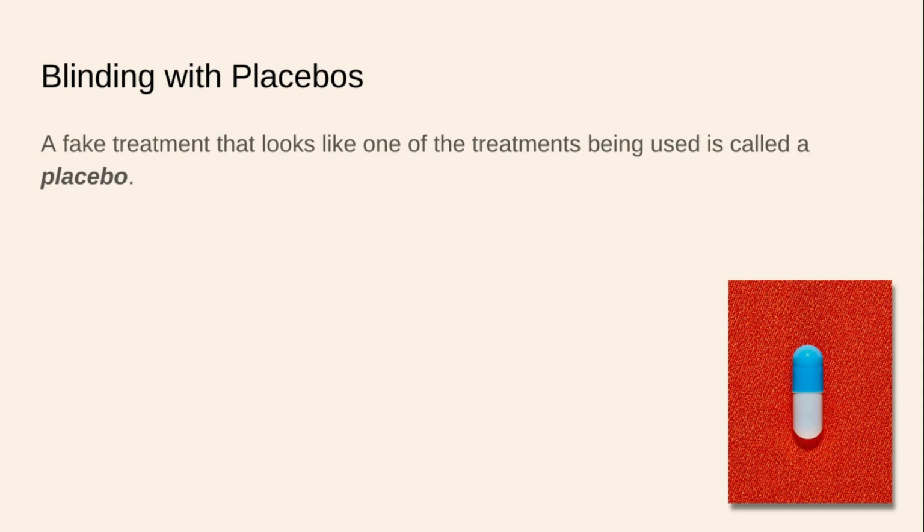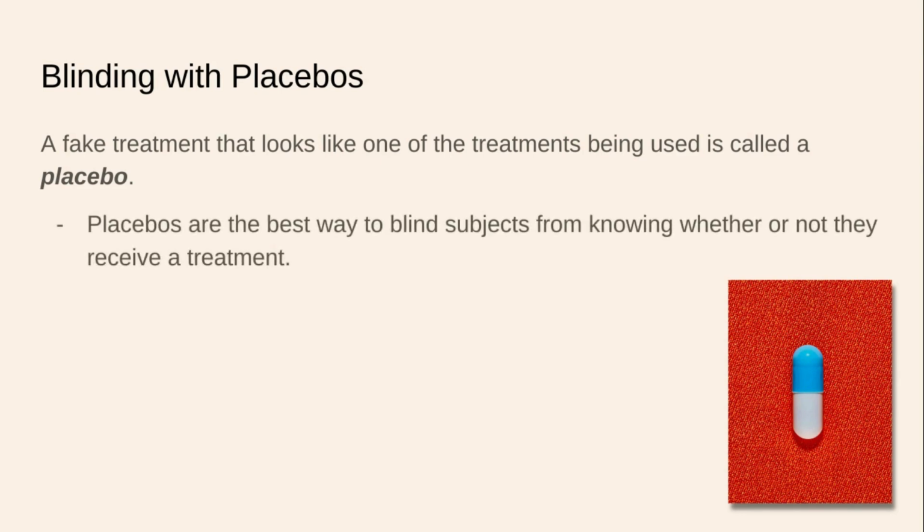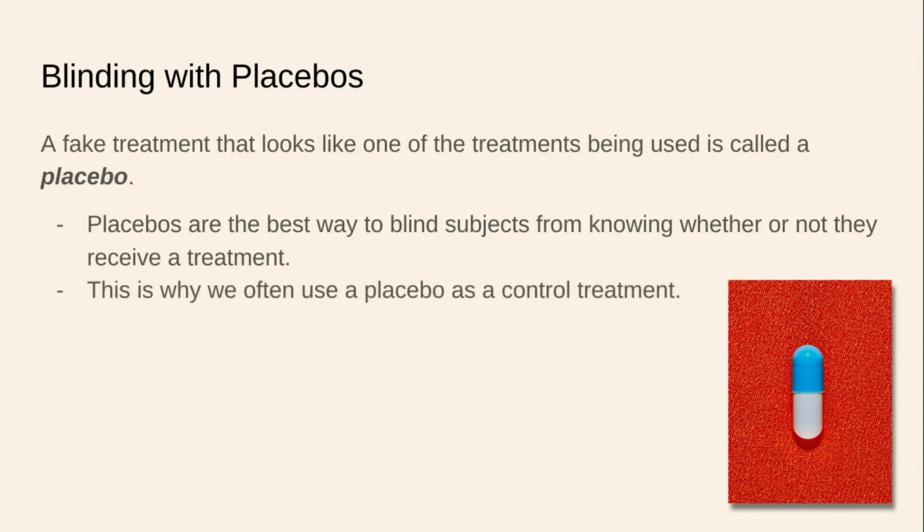Okay, so a placebo is a fake treatment. It looks like an actual treatment. It does not look like a control treatment. It looks like an actual legit treatment, but it's not. That's called a placebo. Placebos are the best way to, and this is a technical term, blind subjects from knowing whether or not they receive a treatment. And this is why we often use a placebo as a control treatment, okay?